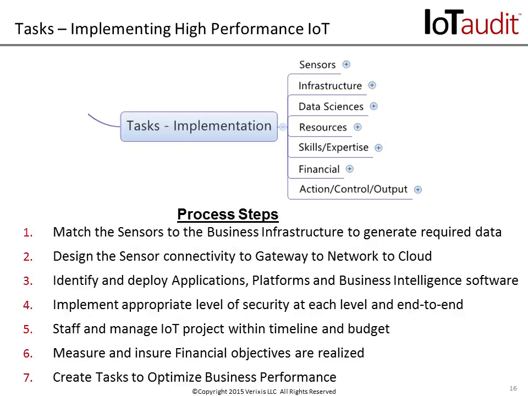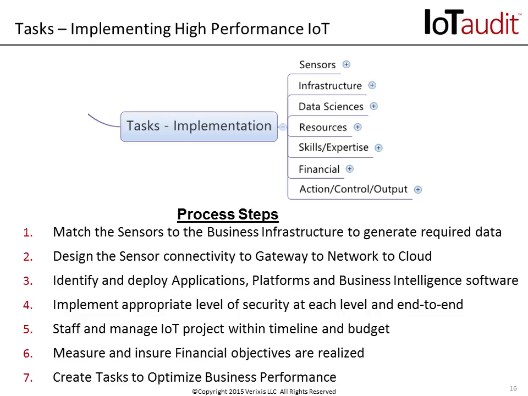So as we look at the breakout now of the task implementation, you can see the process steps, again, map to the architecture of the reference model. First, you're going to match the sensors to the business infrastructure to generate the required data. You're going to design the sensor connectivity to the gateway. Most likely it might be wireless, but it could be wired. Then the gateway connectivity to the cloud. Again, that could be broadband through your enterprise network, or it could be wireless connectivity using cellular networks to your cloud service.